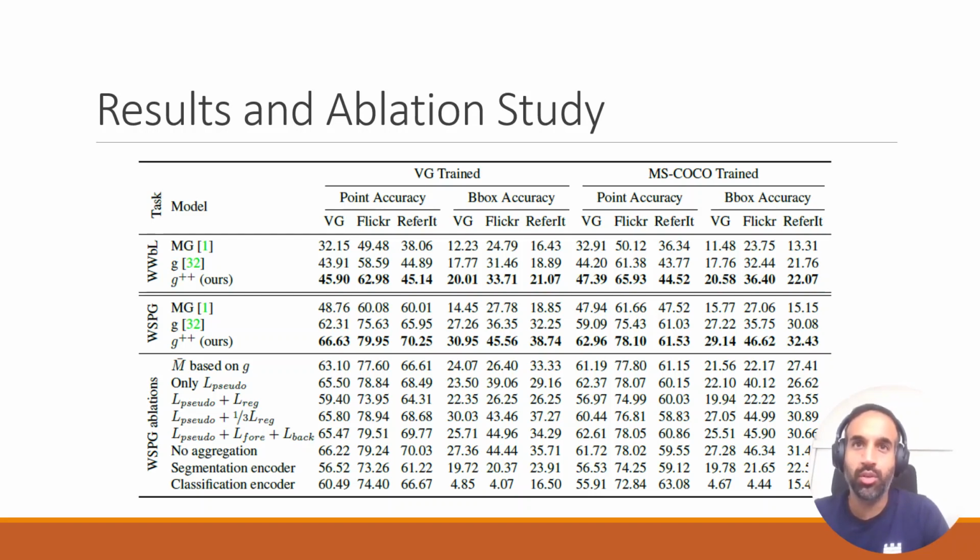We also replace G with a segmentation encoder, which is trained on closed sets of categories and with supervision. And we use a classification encoder, VGG, which is only trained on image labels. We can see that our model is much better with our encoder for phrase grounding.